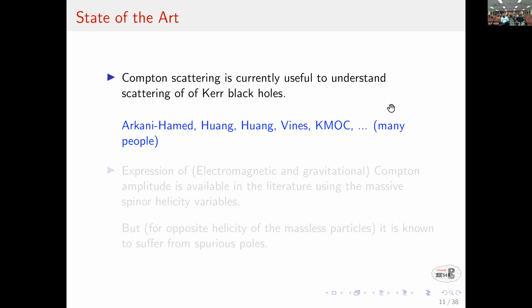What is happening? Black hole is scattering or what? Yes. So ideally, one would like to understand black hole scattering. So something like this.